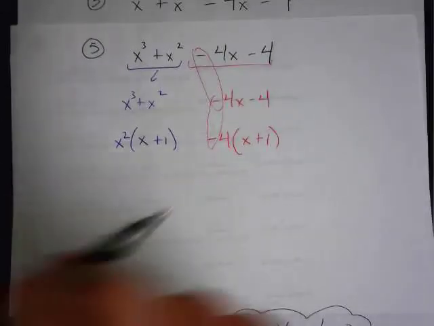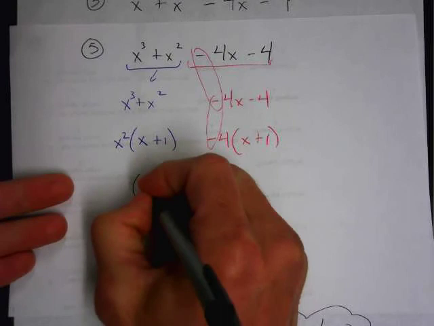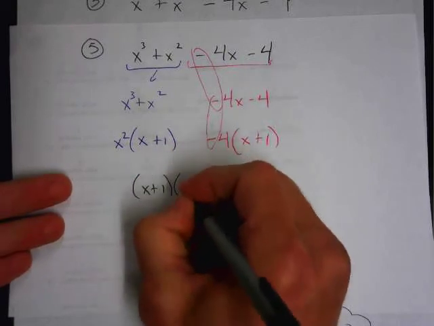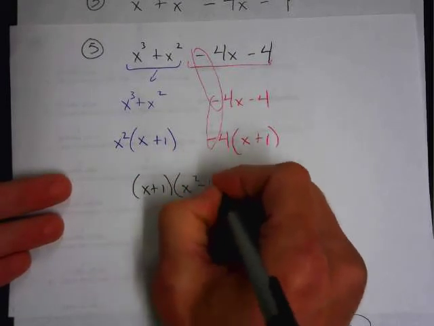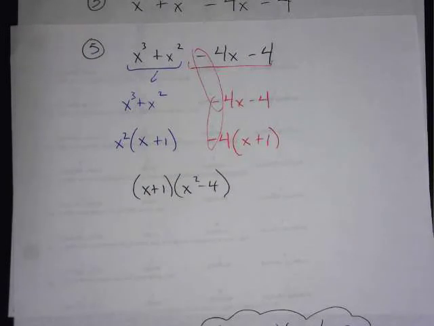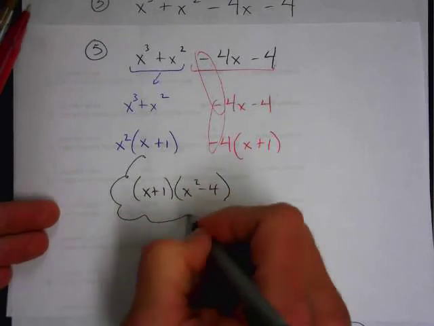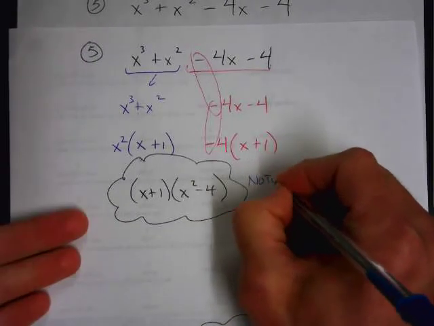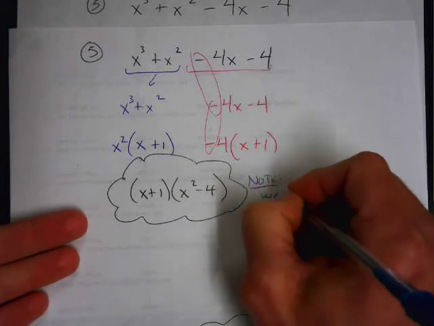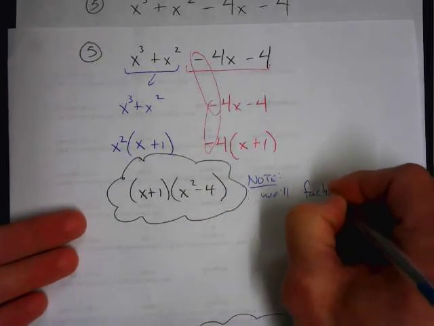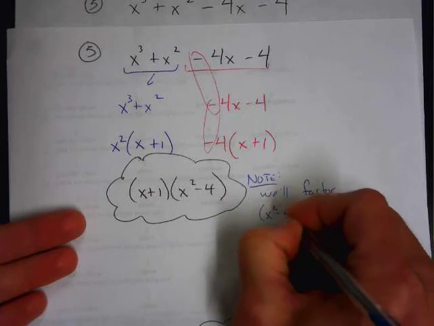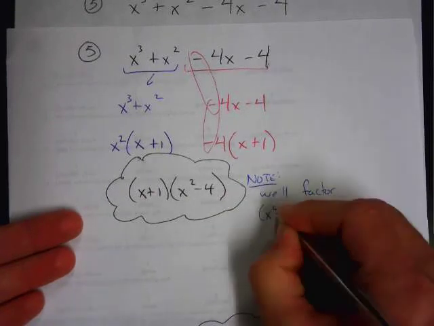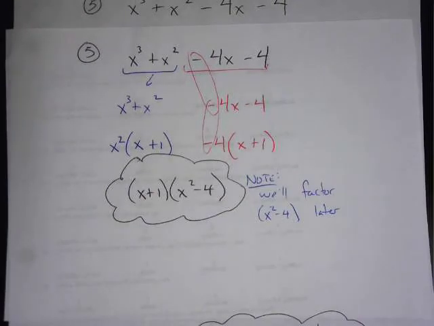And now we see that the greatest common factor is a funky binomial, and we'll be left with x squared minus 4. Okay, so that's as factored as we can go for now. We're actually not done, but we're done for today. Just a note, we will factor x squared minus 4 later. Okay, so this is as good as we're going to go for now with factoring by grouping.